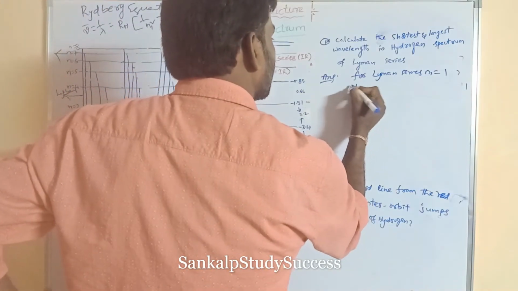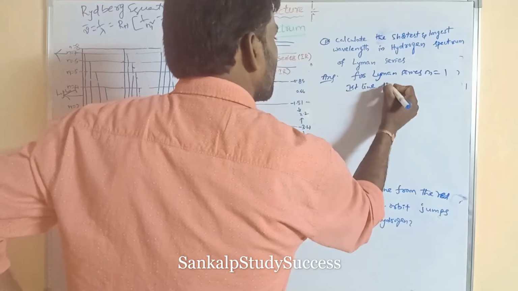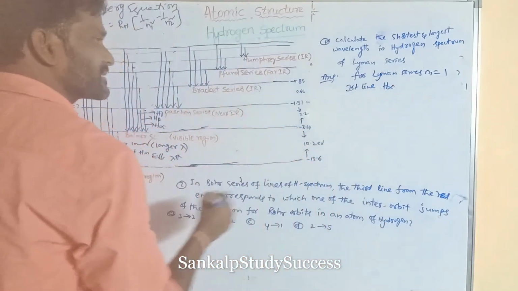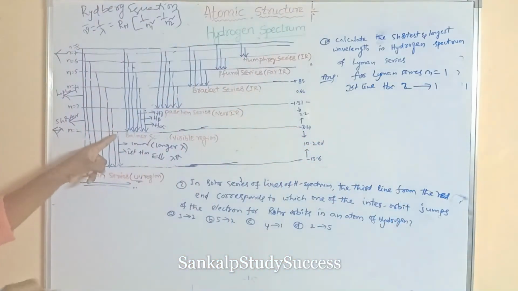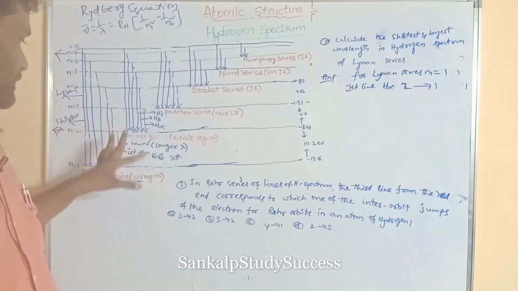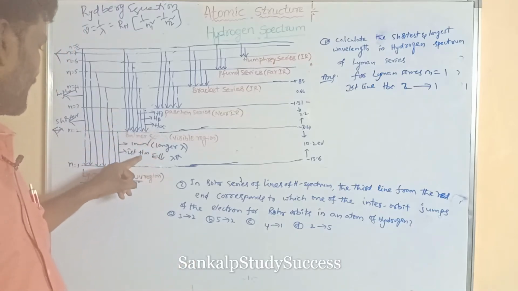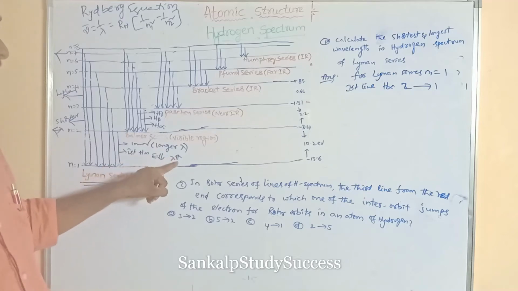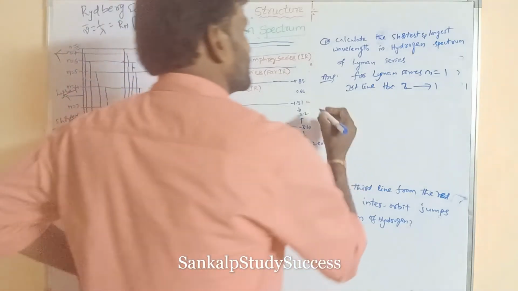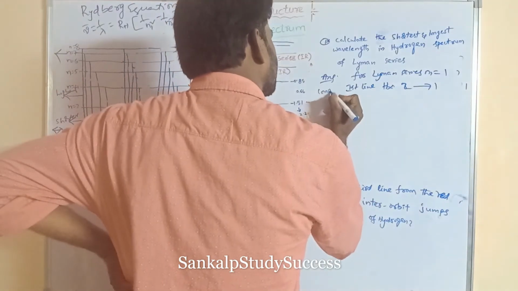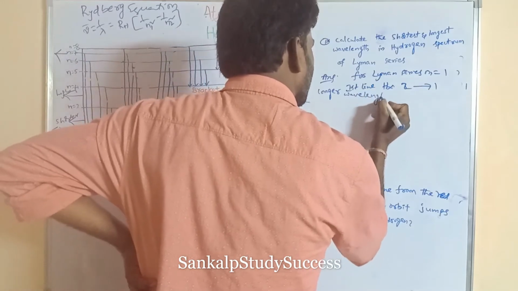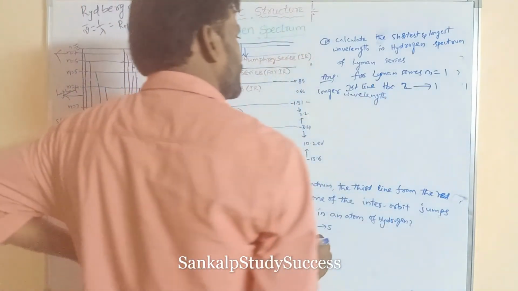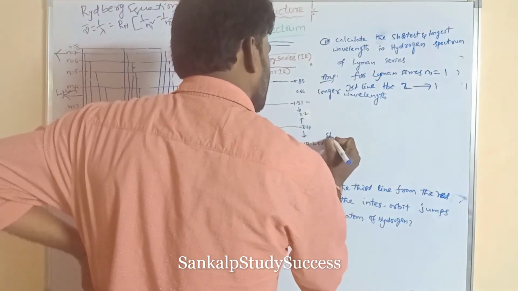For the Lyman series, the first line is H alpha. H alpha means its transition is 2 to 1. This is 2, this is 1. So this is the first transition, the first line, the H alpha line. It has lower energy, that means higher wavelength, that is the longer wavelength. So this is the longer wavelength. Now the shorter wavelength.